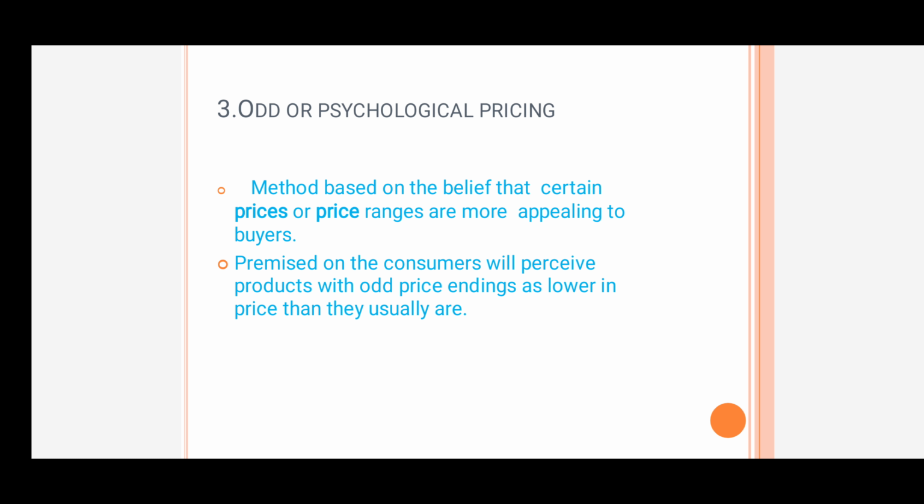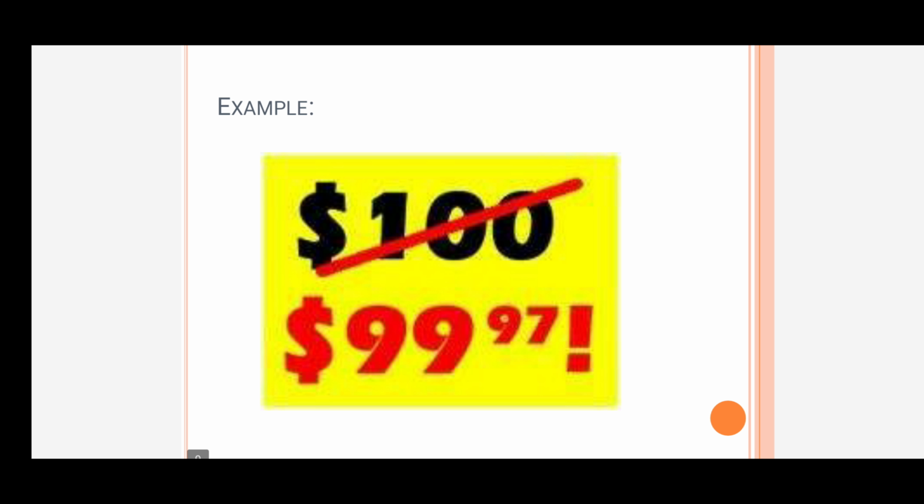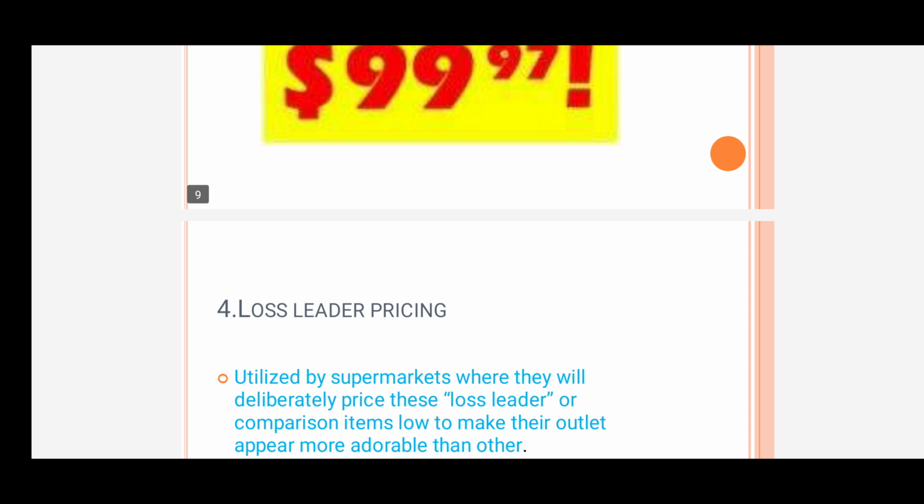So the mindset of the buyer will see 4, the first unit 4, rather than converting the whole thing to 500. So in this example I have given, one particular product might be $100, but the manufacturer will do it for $99.97. So the buyer will see $99, not $100. So this is one of the pricing strategies.